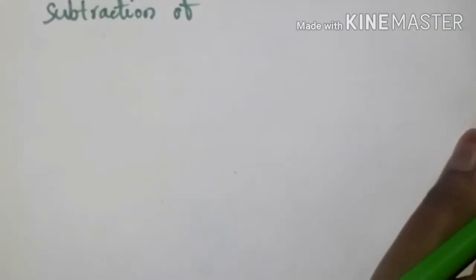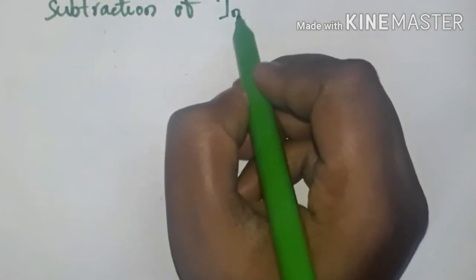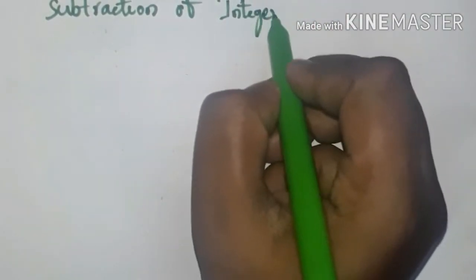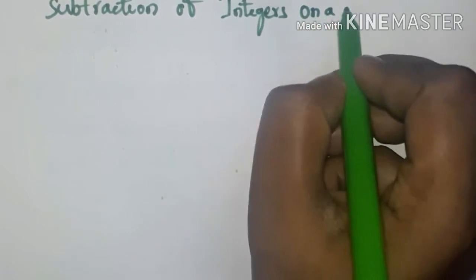In the previous video, we have seen how to add positive integers. For addition, we move towards the right on a number line for a positive integer, and for a negative integer, we move towards the left. Now we are going to see how to subtract integers on a number line, that is, subtraction of integers on a number line.